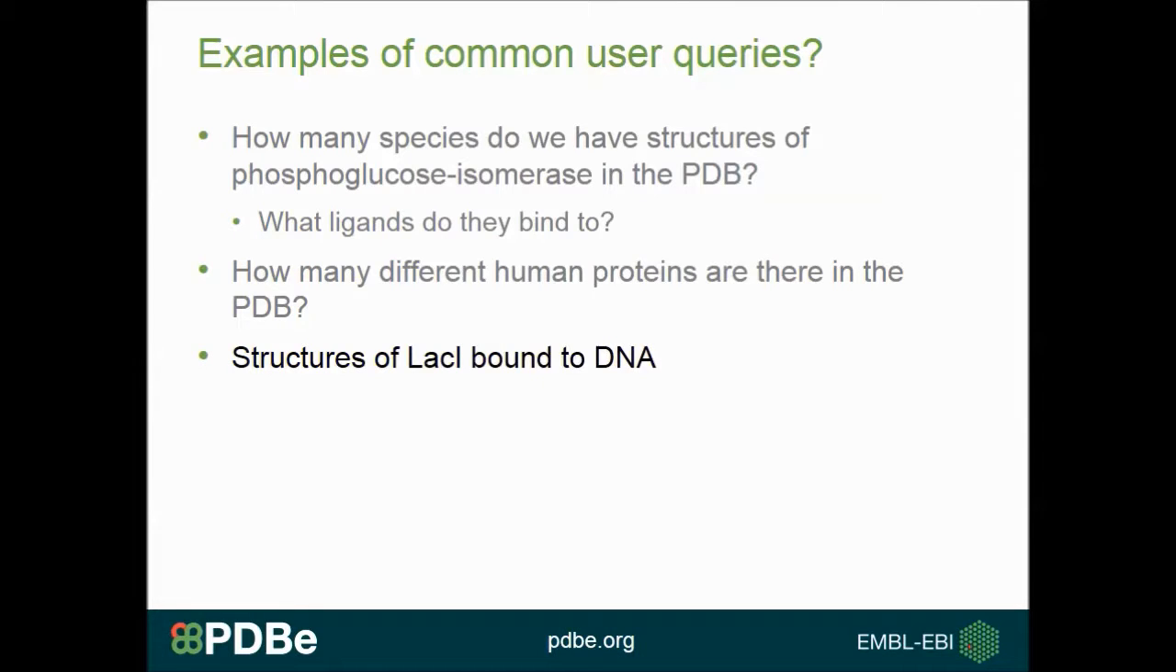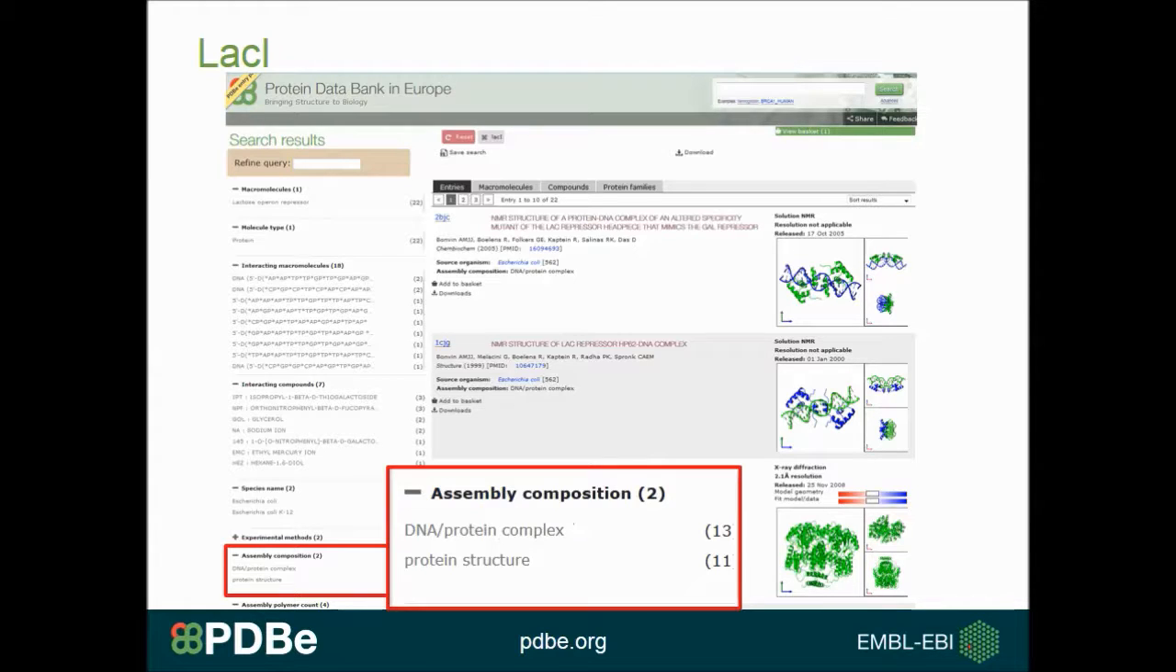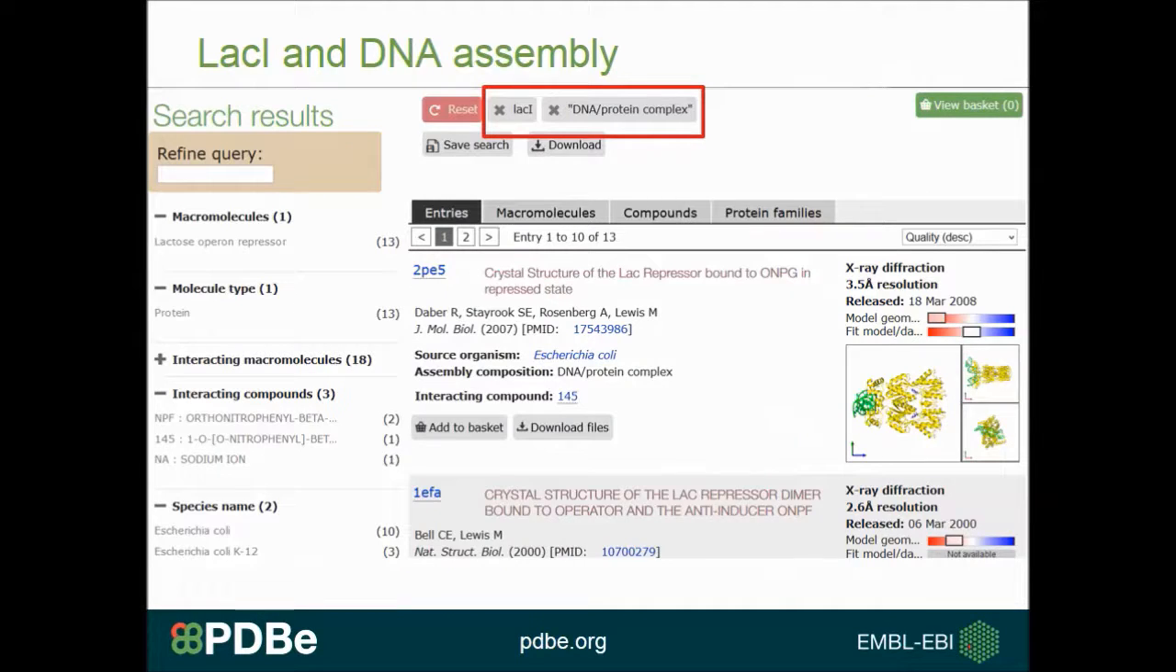How would we find structures of LacI bound to DNA? So we do a simple search for LacI, and then we have a look down our search page to find assembly composition, of which we can choose the 13 structures that are DNA and a protein complex, and this gets added to our search results at the top, and we can see there are 13 different entries.